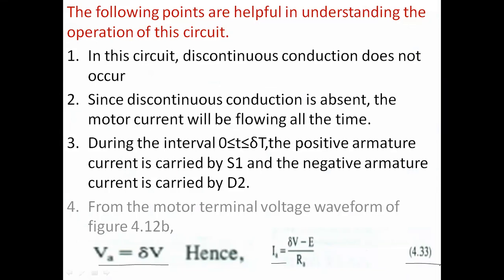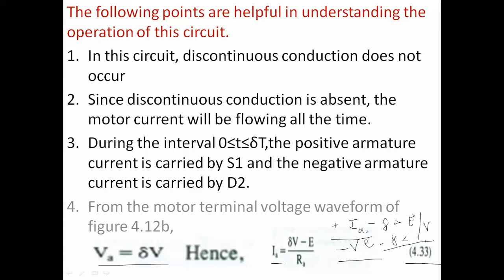This is equation 33. From this, motoring operation means positive IA, and it takes place when delta V is greater than E, that is, delta is greater than E by V. Negative IA means regenerative braking operation, and it takes place when delta is less than E by V. So for motoring operation with positive IA, delta should be greater than E by V, and for negative IA, delta should be less than E by V.